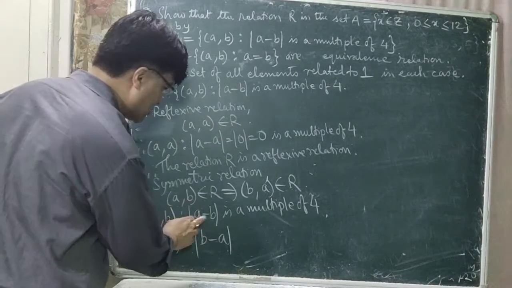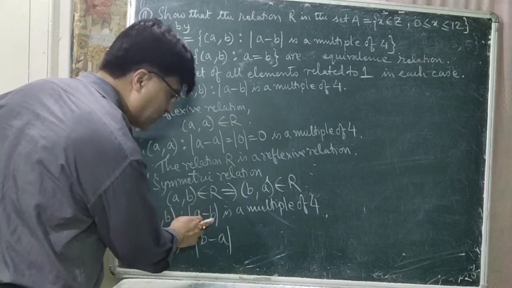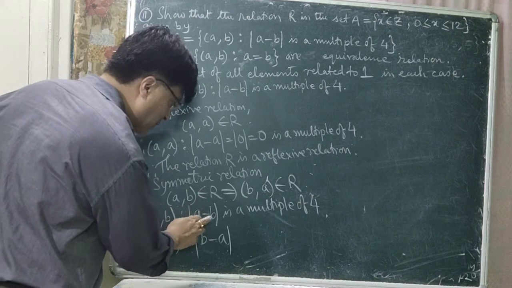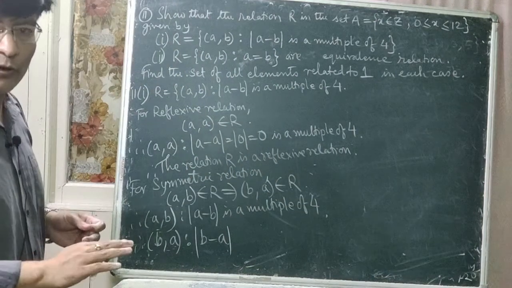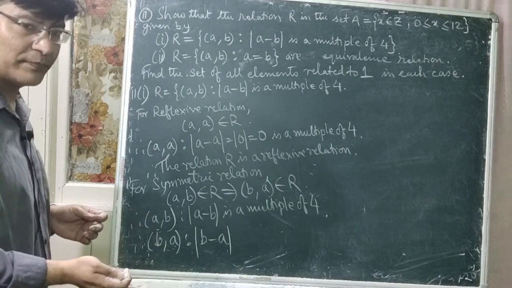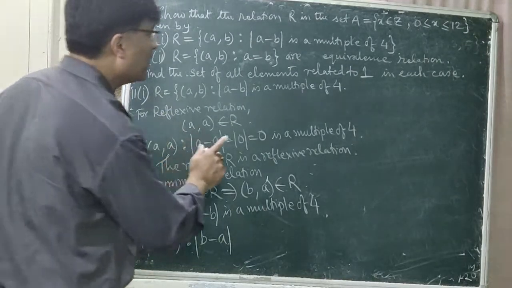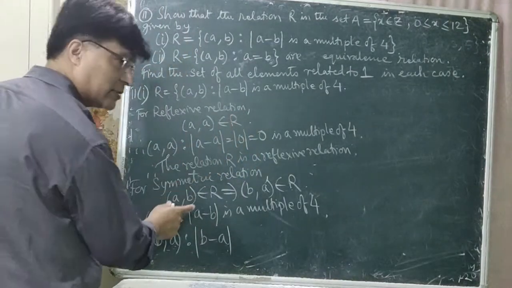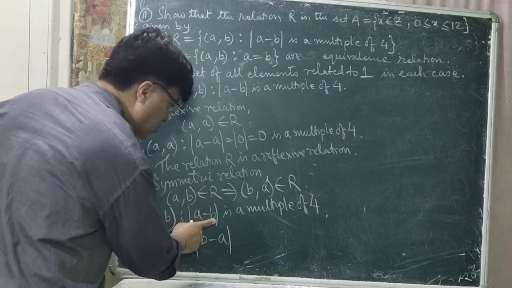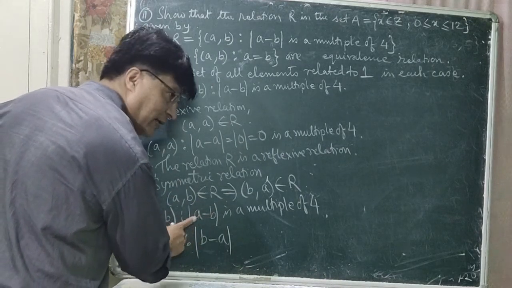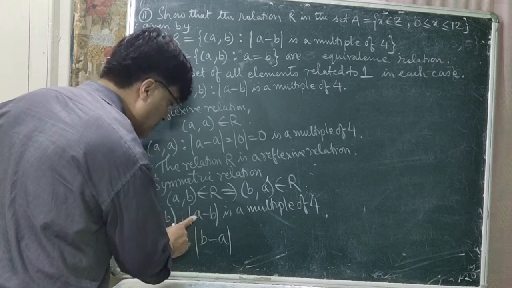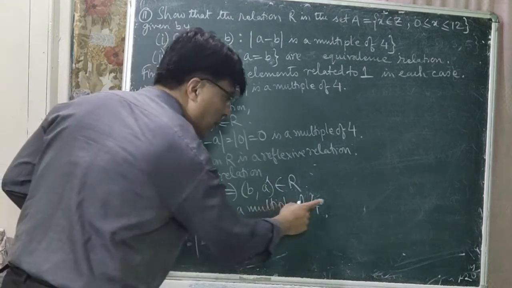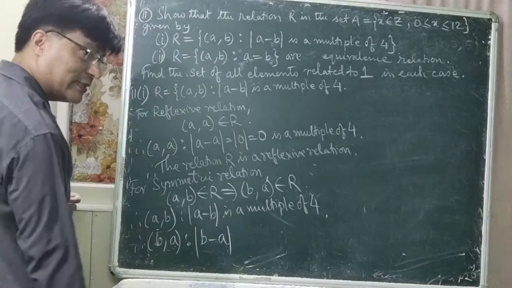Like 5 minus 1. 5 minus 1 is 4. 4 is a multiple of 4, isn't it? Right? Or you may write 9 minus 1. 9 and 1. 9 minus 1 is 8, isn't it? A is equal to 9, B is equal to 1. 9 minus 1 is 8. 8 is a multiple of 4. Okay?